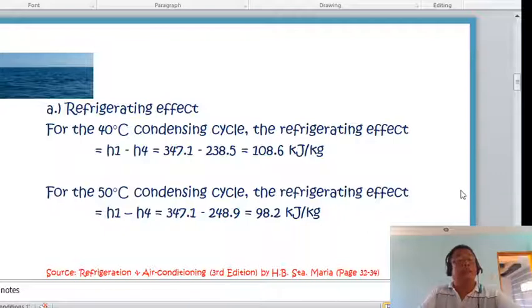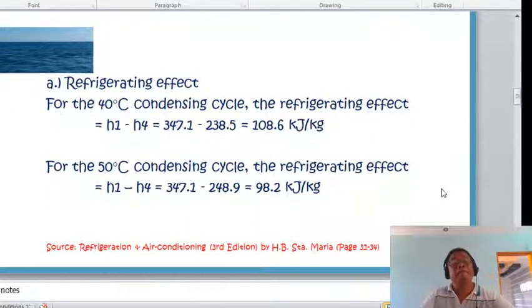Take note now of the refrigerating effect, class. At 40 degrees condensing temperature, the refrigerating effect is H1 minus H4, that is 108.6. Take note class here. At 50, the value is 98.2. Therefore, in increasing the condensing temperature, the refrigerating effect decreases, down to 98.2 kilojoules per kilogram.